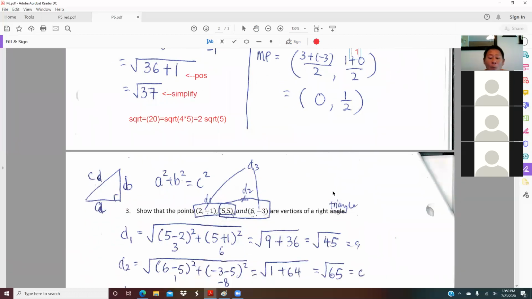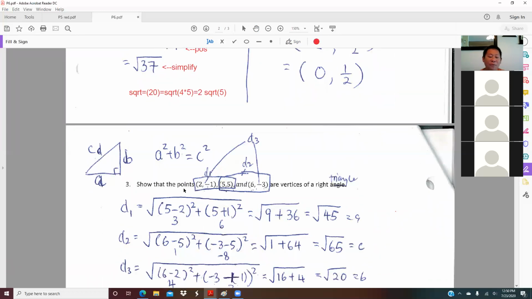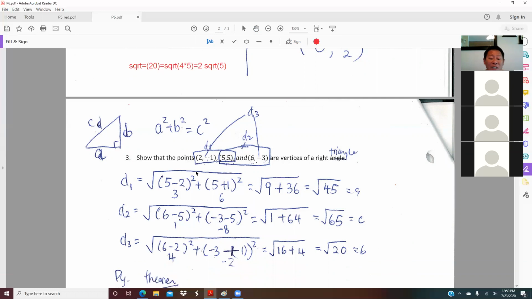So the word problems you will get with these are where you have to show that these three coordinate points form a right triangle. What you need to do is figure out 3 distances. The first distance is between 2, -1 and 5, 5. The second distance is between 5, 5 and 6, -3. And then you find the third distance, which is between 2, -1 and 6, -3. So you have to find the distance for all 3 of them.